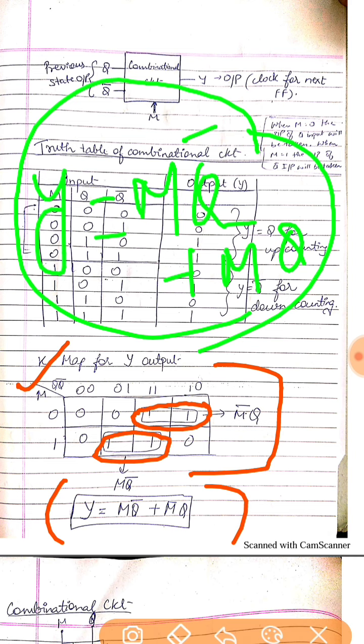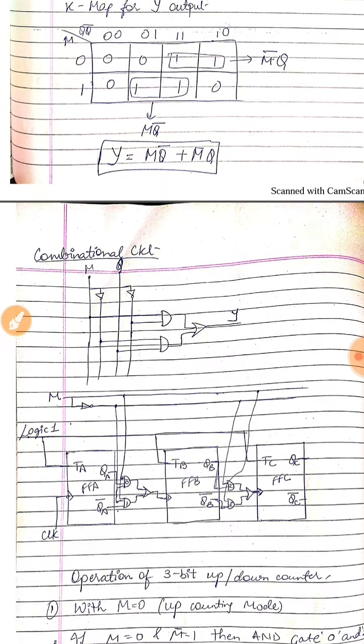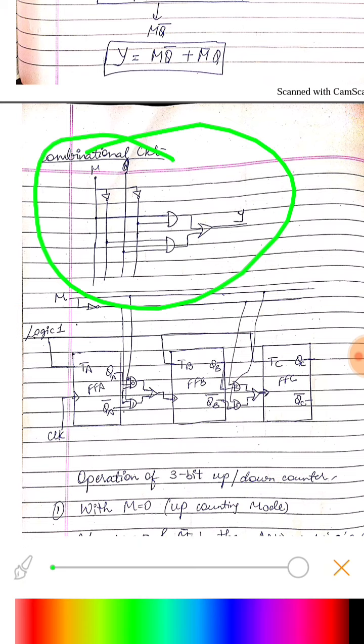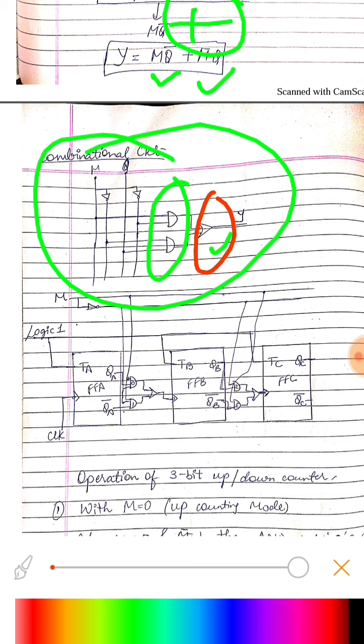So we can use a multiplexer also, but here in this example I have made this combinational circuit to implement this logical expression. It can be implemented using 2 AND gates, plus the OR operation. For this OR operation we need an OR gate. So 2 AND gates and 1 OR gate are required to implement the logical expression for Y, which would be used to select the up and down modes. We can also use a multiplexer instead of this whole circuit.